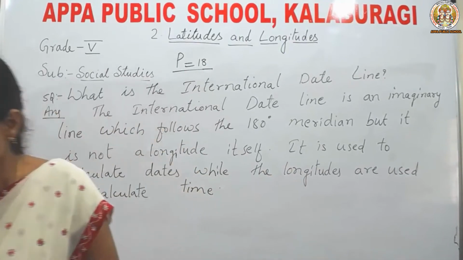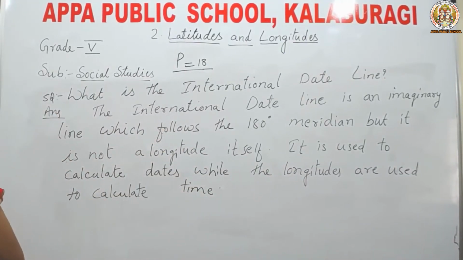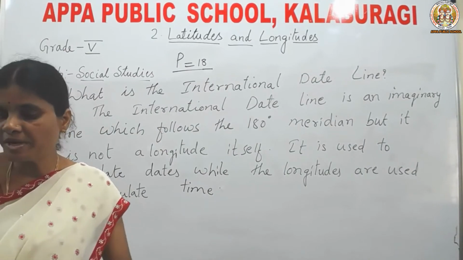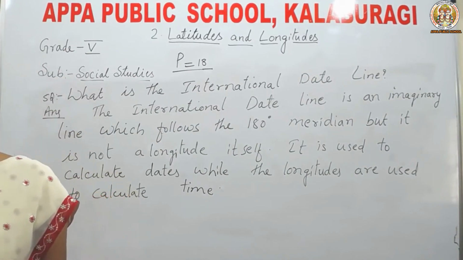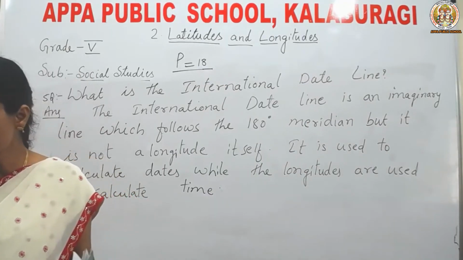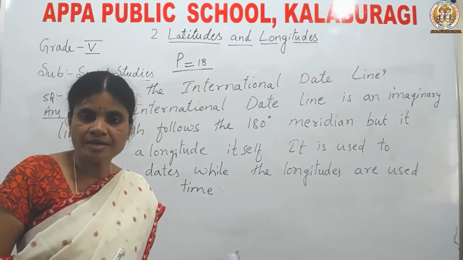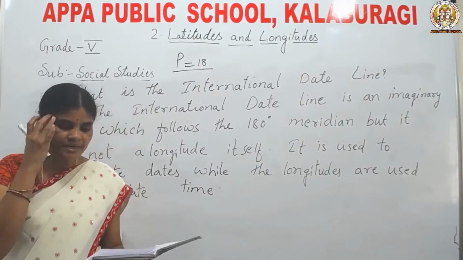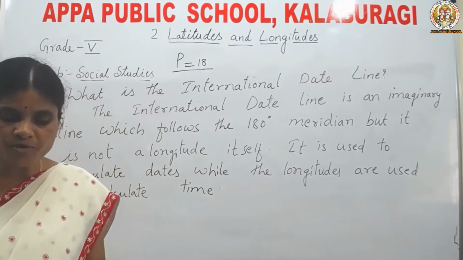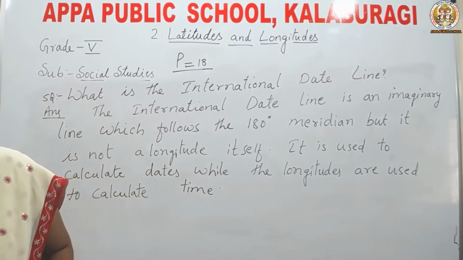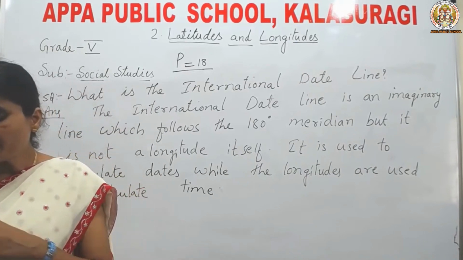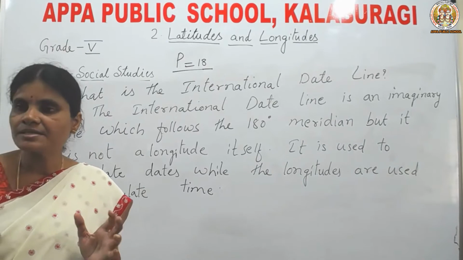See children, all the countries in the world made an agreement that each calendar day begins at midnight. The international dateline is taken as a reference point to find the date. According to this agreement, all the places on the east of the international dateline are one day earlier than the west of the international dateline.